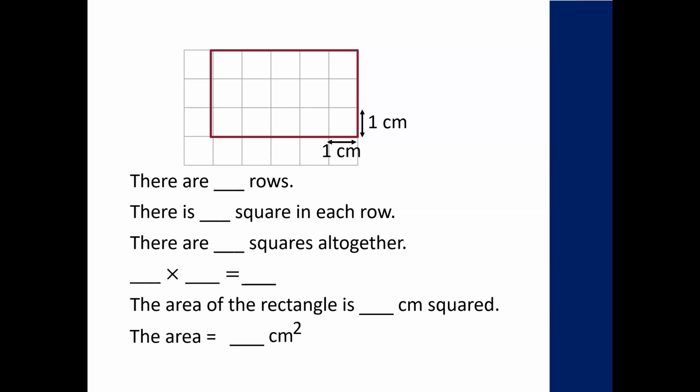Well, in this case there are 3 rows. We can count them. 1, 2, 3. There are 5 squares in each row. So that means there are 15 squares altogether. Our multiplication is 3 multiplied by 5 and we know that equals 15. The area of the rectangle is 15 centimetres squared, which we write like 15 centimetres with a small 2 just above and to the right of the centimetre.